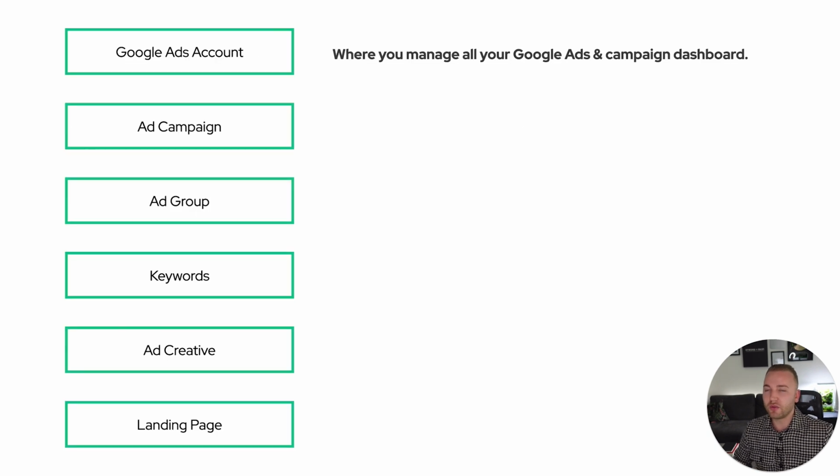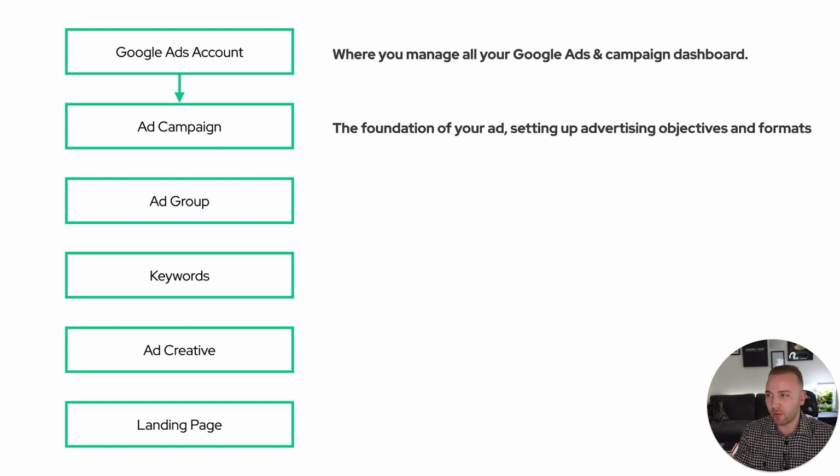So let's look into the structure of the Google Ads platform. You need to understand how the actual platform works before we can understand how to run some ads. We're going to go through the A to Z today. So at the top of the structure, we have a Google Ads account. Now this is where we manage all of our Google Ads and our campaign dashboard. Within that, underneath, we have our ad campaigns, and this is the foundation of our ads. And this is where we set up advertising objectives and formats.